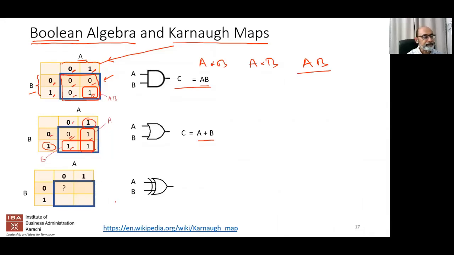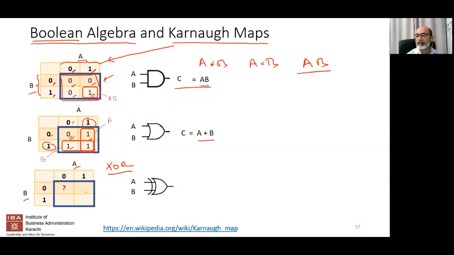Okay. So now let's try to figure out, can somebody tell me what would the XOR gate look like, the Karnaugh map for the XOR gate? So clearly it would still have A and B as the inputs. What would be the outputs in each one of these quadrants?